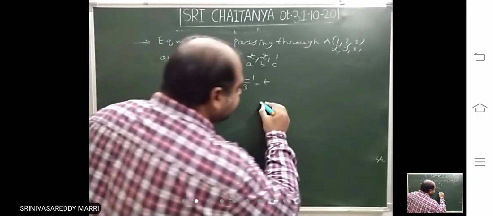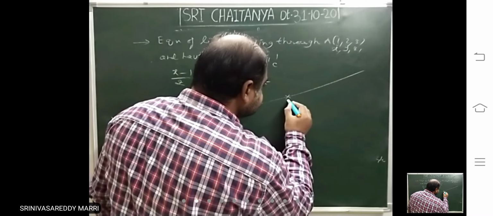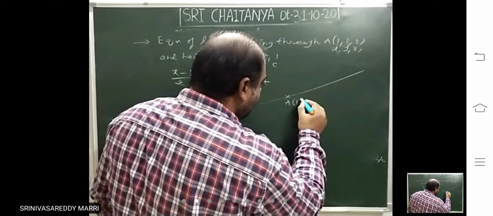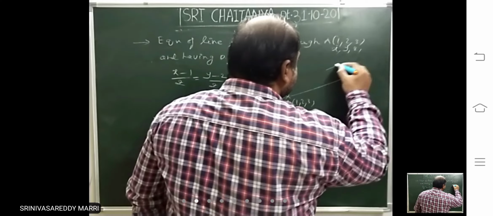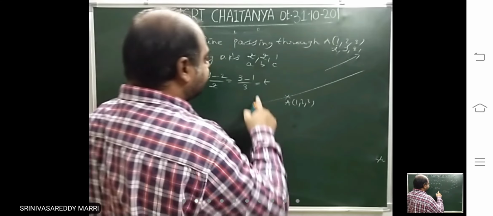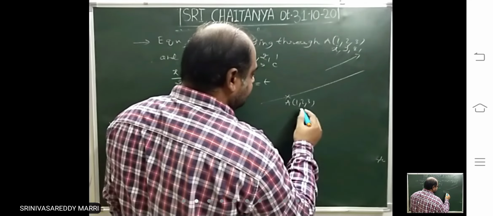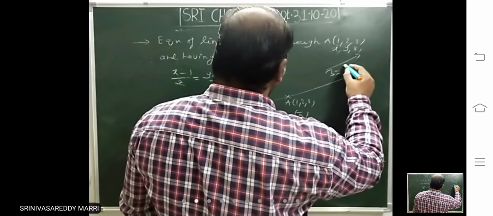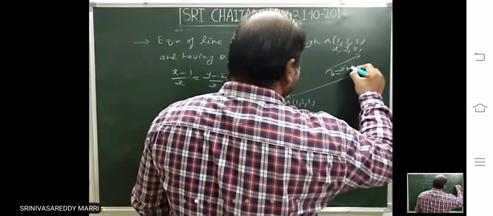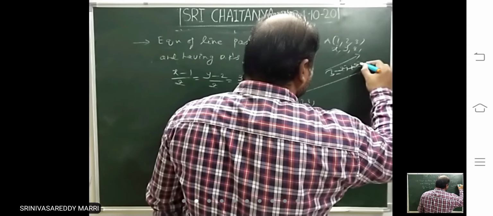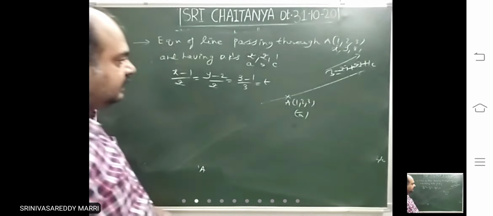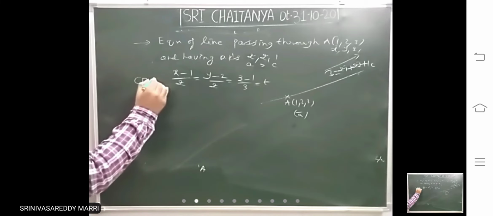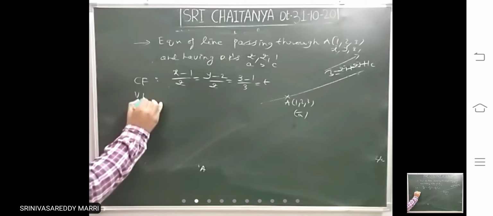That means this line has a point on it, and the line is drawn parallel to the vector. 2, 2, 1 means what? So this is the position vector A bar. B bar is nothing but 2i plus 2j plus k. This is Cartesian form. CF means Cartesian form.